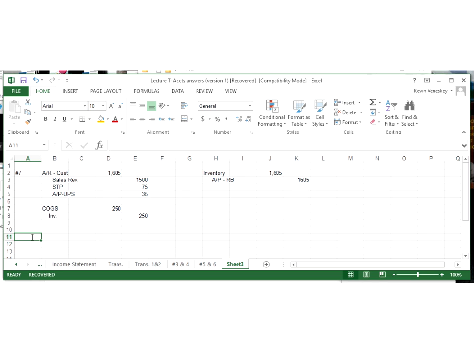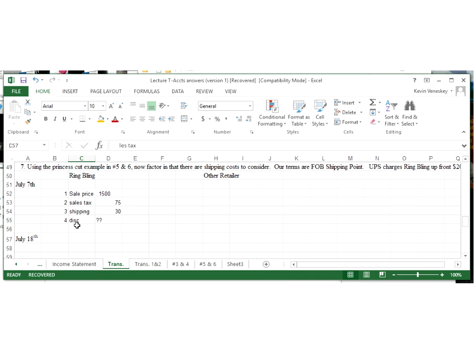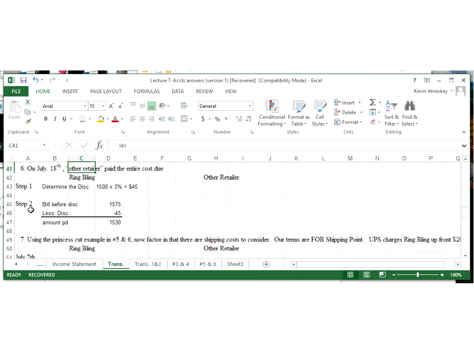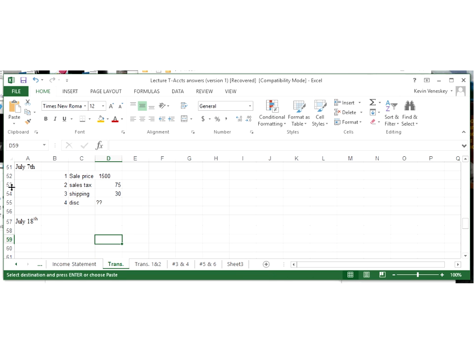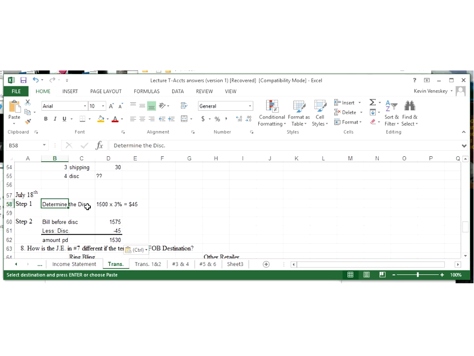Now, let's go ahead and do part B of this one, so 7B, which would be when they actually make payment. So I want to come down here and do my steps again. I'm going to copy and paste so I don't have to remake all this. So on the 18th, we need to determine the discount. Remember, the discount's on the base price. So when I add in shipping, that doesn't change my base price any. It's still $1,500 at 3%, which was $45.